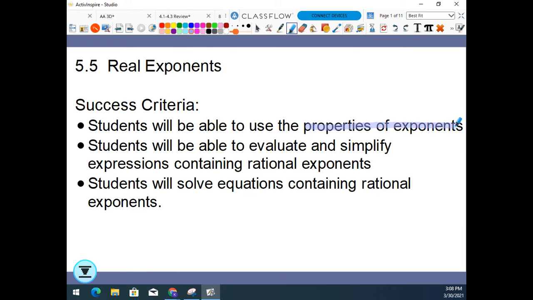So 5.5 is all about real exponents, and we're going to first of all review the properties of basic exponents. Then we're going to use those properties to evaluate and simplify, and then we're also going to solve. Main ideas for this lesson.